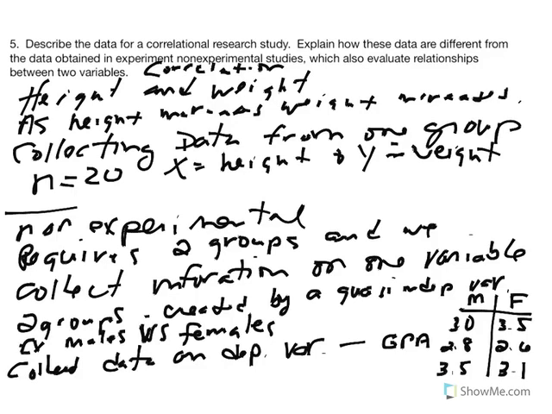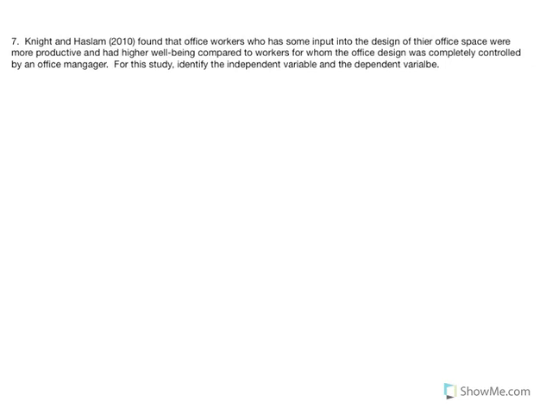Okay, so let's move on to the next one. We have a research study that found that a worker who has some input into the design of their office space is more productive and has higher well-being compared to workers whose office design was completely controlled by an office manager. For this study, identify the independent and dependent variable. So in this case, we want to identify what has an effect on what. And so we are considering the effect of the individual designing their office space versus their manager.